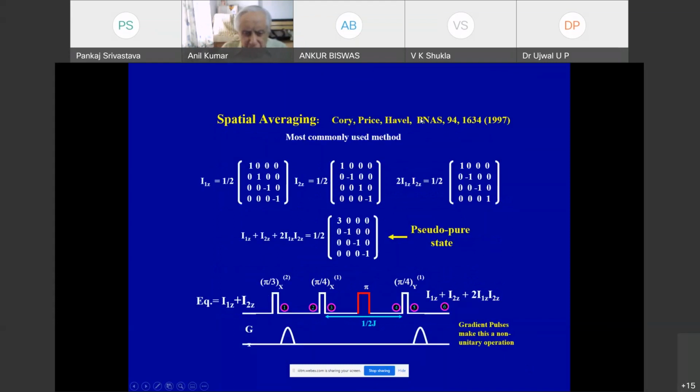Spatial averaging is the most commonly used method. We prepare an equilibrium state, which is proportional to I1z plus I2z, and apply a series of pulses with gradients to kill the XY magnetization in between. If we go through the algebra of this whole thing, we will end up with I1z plus I2z plus 2 I1z I2z, which when you plug in the numbers is equal to 3, minus 1, minus 1, minus 1. You add 1 to it, it is 0 0 0 4. So that's the pseudo pure state.